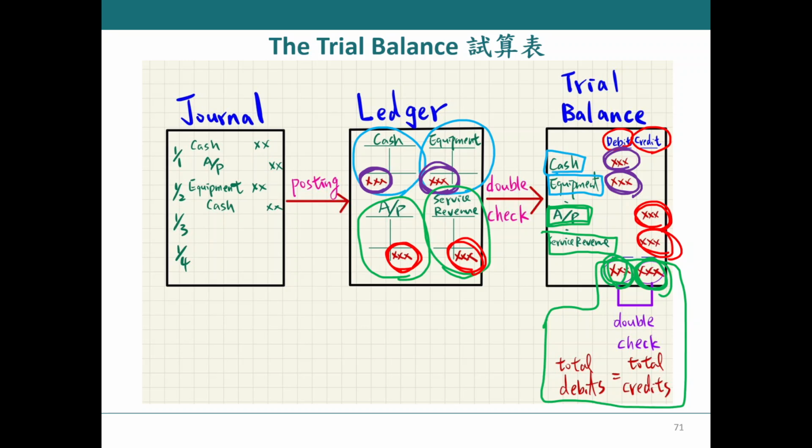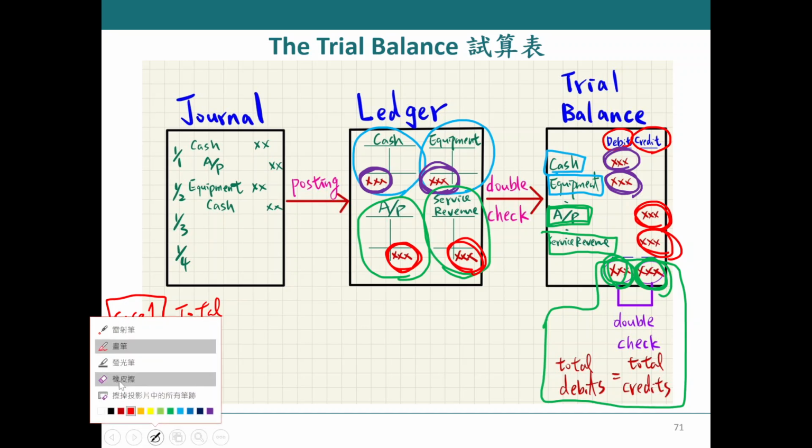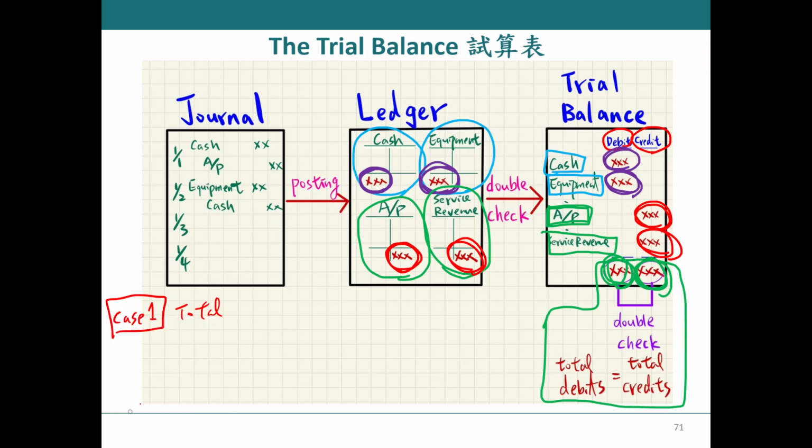So after trial balance, be careful. Case 1, maybe your debits, total debits. If you find out total debits not equal to total credits, so means what? You did something wrong. Okay, so you must be wrong. So please go back to double check where you did the wrong thing. Okay, so must be wrong, must be incorrect.